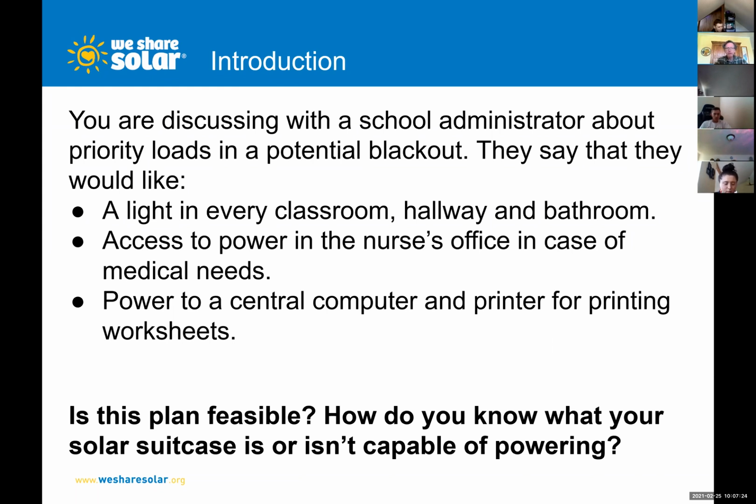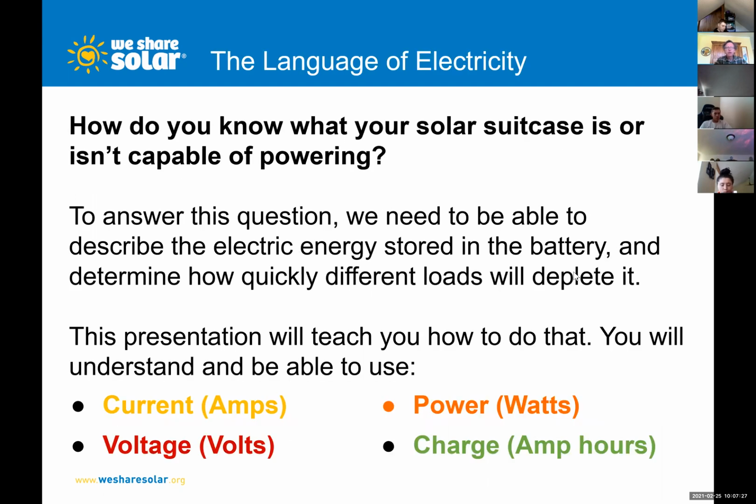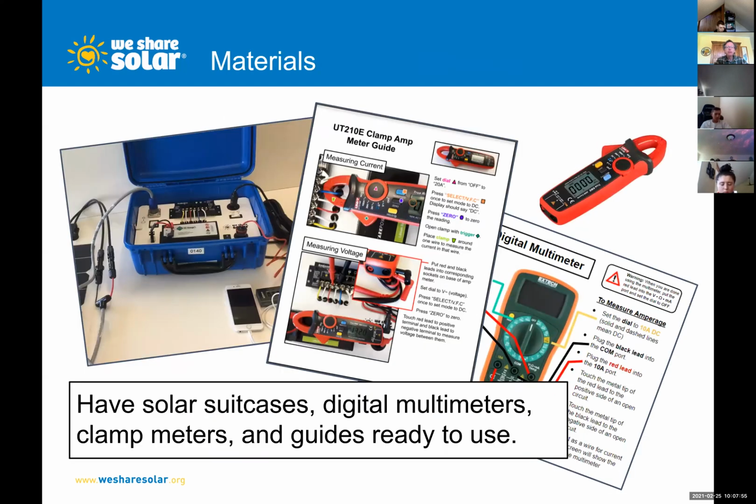But today, we're going to learn these terms down below. So the question: how do we know what our solar suitcase can power? To answer this, we have to be able to describe and measure all kinds of things. And so we're going to learn about amps, which is electrical current, volts, which is voltage, power, which is watts, and amp hours, which is how much of a charge, like stored energy, you have in a battery.